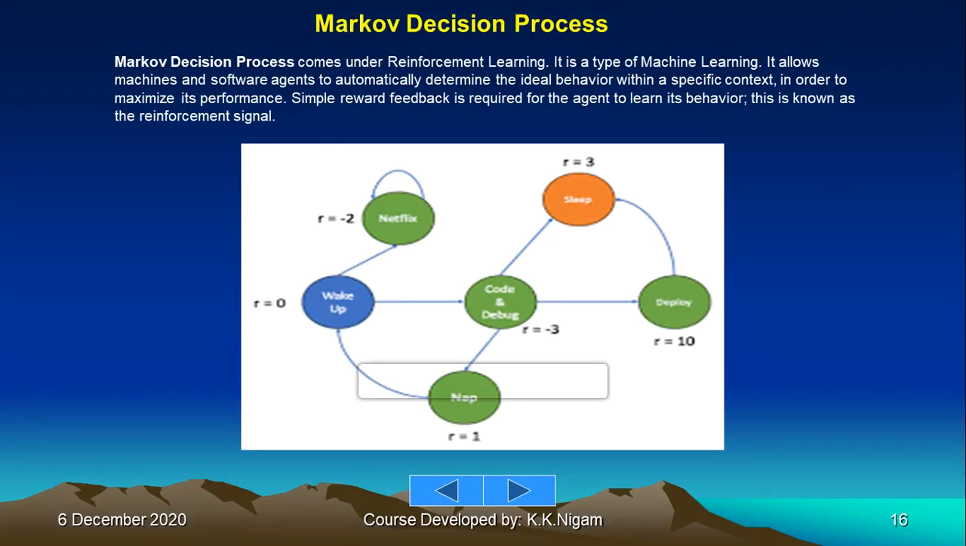The Markov decision process comes under reinforcement learning. It is a type of machine learning. It allows machines and software agents to automatically determine the ideal behavior within a specific context. In order to maximize its performance, a simple reward feedback is required for the agent to learn its behavior. This is known as the reinforcement signal.